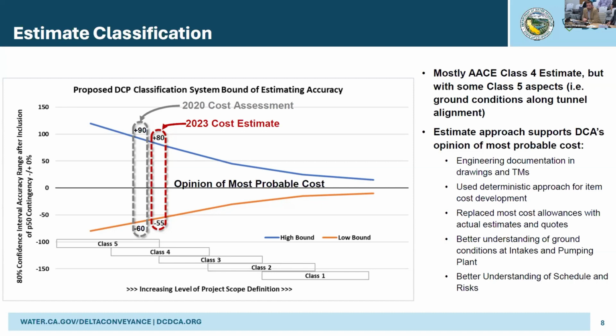We've replaced most of the cost allowances with actual material price quotes that we've obtained from different material providers for some of the really expensive elements, especially the pumps. So that type of information is fed into the estimate. We do have a better understanding of ground conditions at the intakes and the pumping plant, which allows us to dial in our thinking more on those elements of the project. And with the work we've been doing on schedule and risk management, we're able to much more comprehensively consider where those risks lie and where the opportunities are within the project, and fully vet those through the engineering work that we're doing.